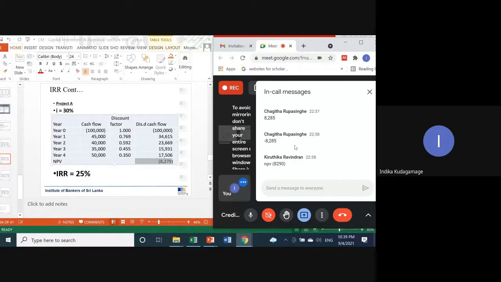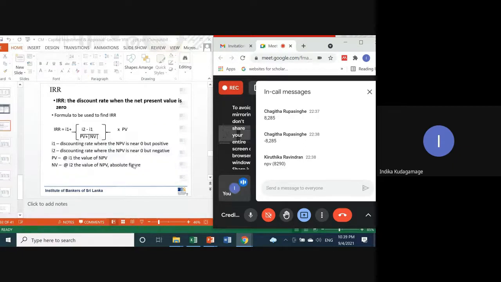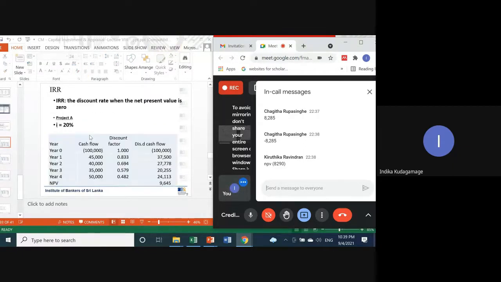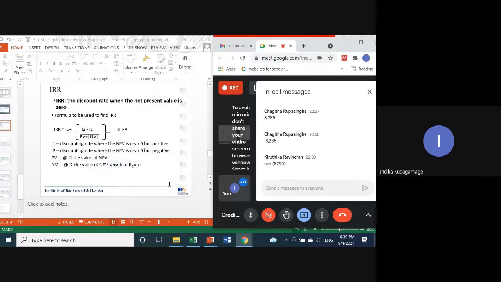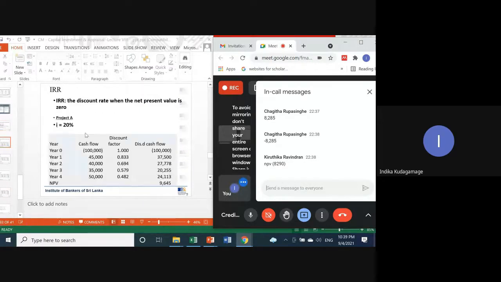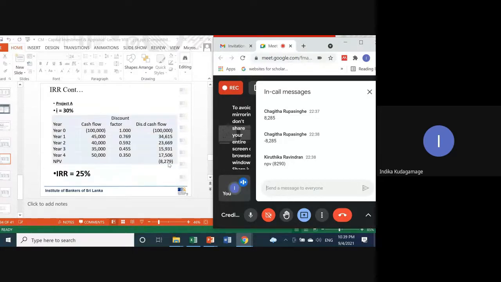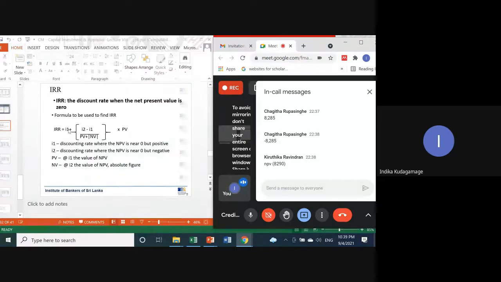D15 has completed now. Now, with these figures, work on the IRR. I1 is 20. You can use this figure 69645 as the positive value. Then I2 is 30 and your negative value is 8279. So we know I1 is 20 plus I2 minus I1, 30 minus 20, divided by the positive value plus the figure of the negative value, not with the minus sign. Divide these two and multiply by the positive value. See what answer you are getting.